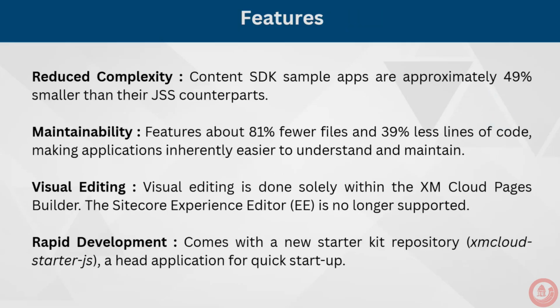What are its features? First one is it reduces the complexity. With Content SDK, all our applications are approximately 49% smaller than how we used to build our application using the JSS SDK. It's easy to maintain as in Content SDK, we have 80%, 81% less files and 39% less code. It's smaller in size and the load time of the website is much faster when the websites are built on Content SDK.